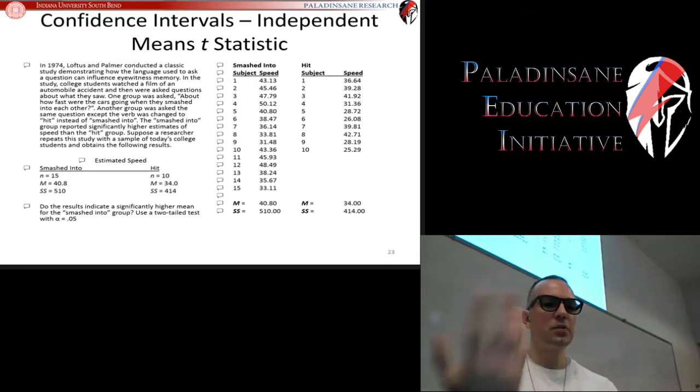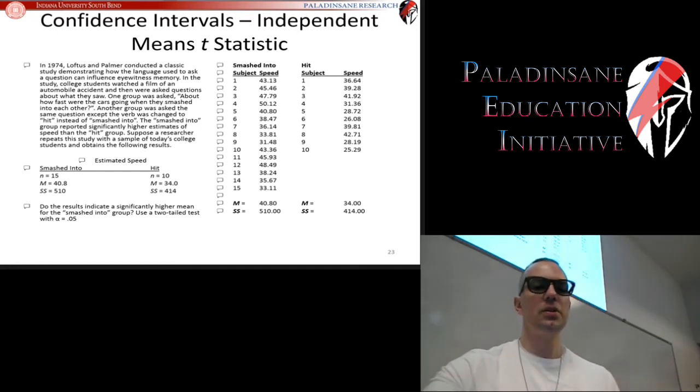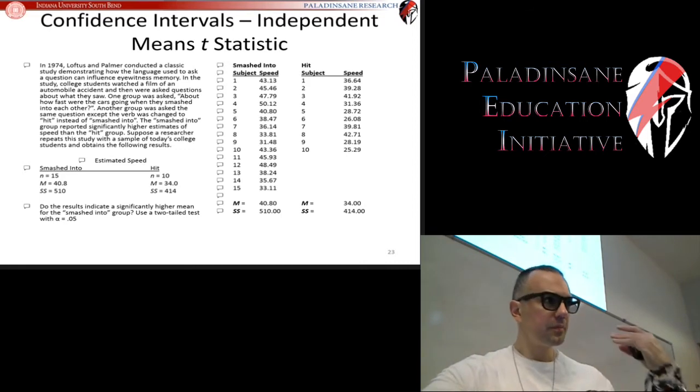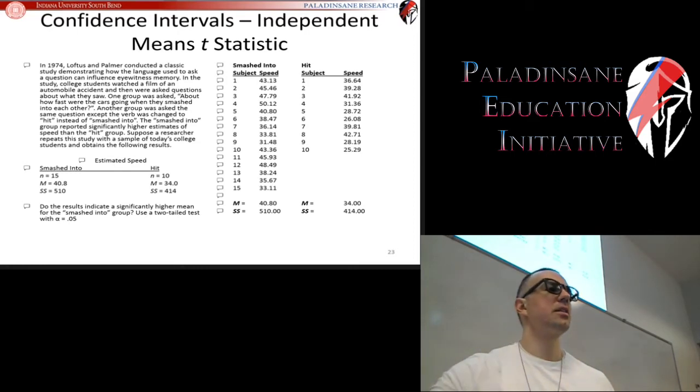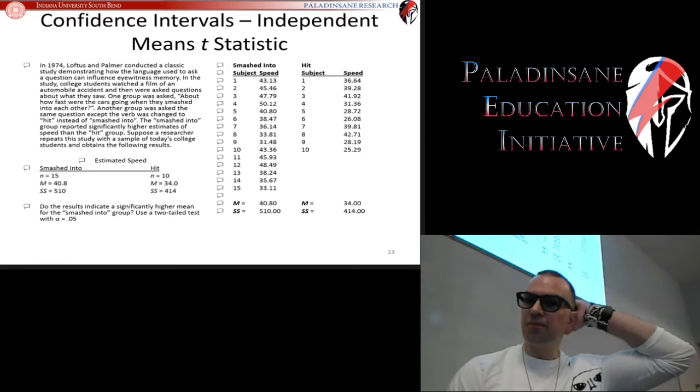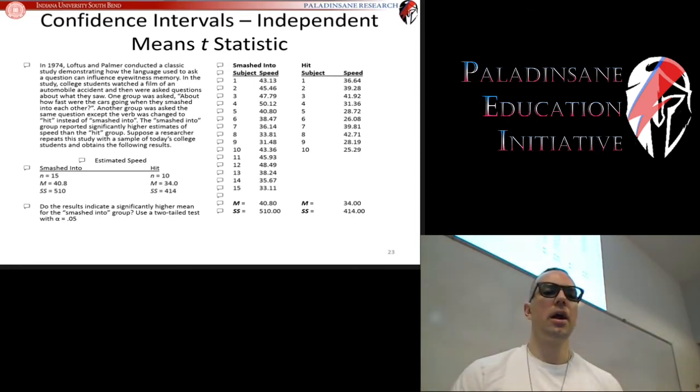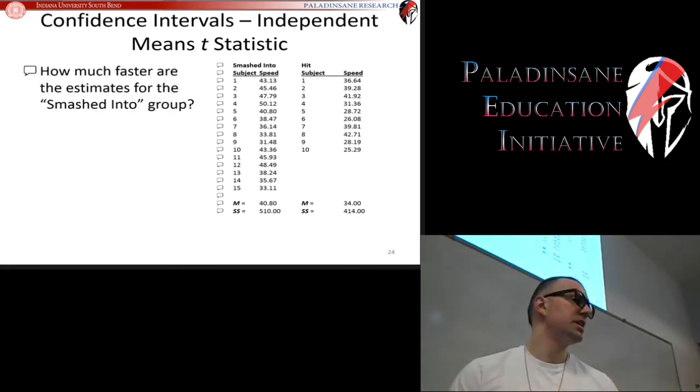So the independent t-test wanted to know, do the results indicate a significantly higher mean for the smashed into group? Use the two-tailed test with an alpha of 0.05. We've already done that. We've already seen, yes, there is a significant difference. Yes, the population that is asked how fast were the cars going when they smashed into each other does have higher estimates of speed. So now we're going to ask, all right, we figured out that the estimates are higher. Now we want to know how much higher are they? How much faster are the estimates for the smashed into group?